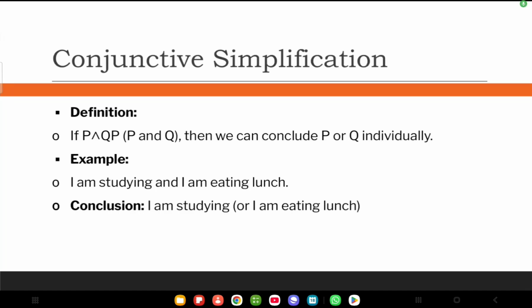Now, let's talk about conjunctive simplification. This method allows us to simplify a conjunction, or a situation where two things are true, and conclude that one of the things is true. For example, if I'm studying and eating lunch at the same time, I can simplify the statement and conclude that either I'm studying or I'm eating lunch. Both are true, so each of them works as a conclusion.